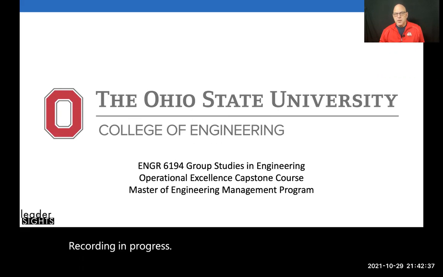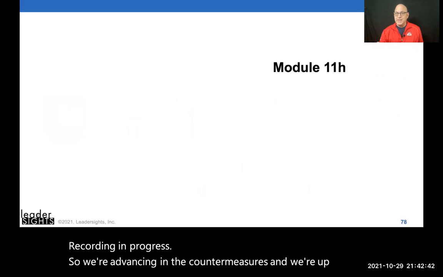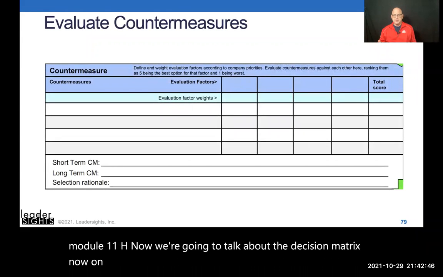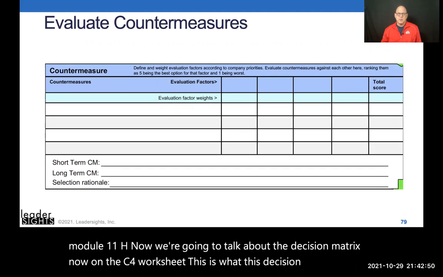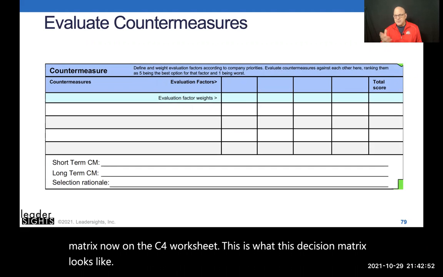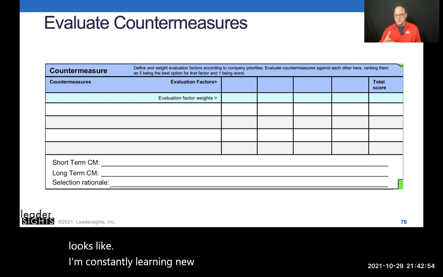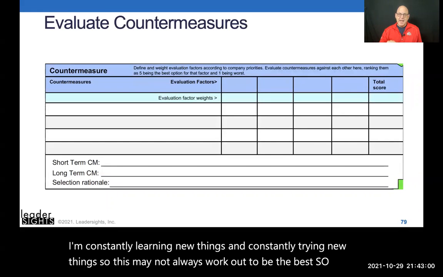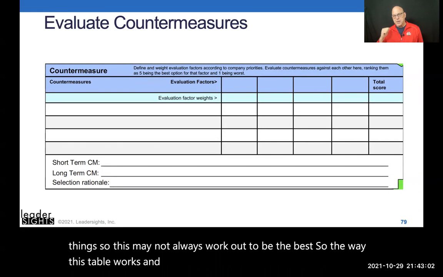So we're advancing in the countermeasures, and we're up to module 11H now, and we're going to talk about the decision matrix. Now, on the C4 worksheet, this is what this decision matrix looks like. I'm constantly learning new things and constantly trying new things, so this may not always work out to be the best.